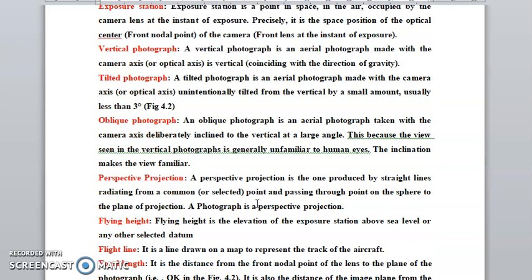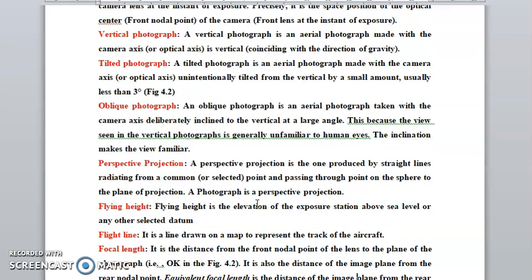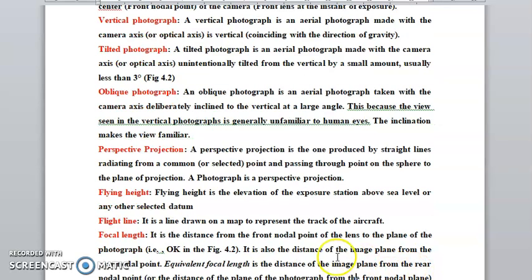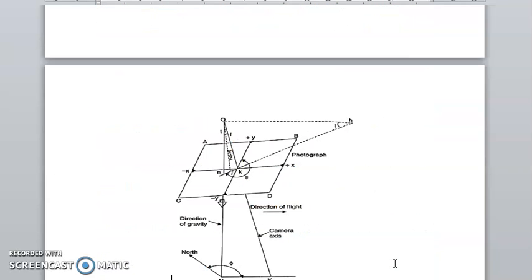Now, flight line. Flight line is drawn on a map representing the track of the aircraft. Focal length. It is the distance from the front nodal point to the plane of the photograph. It is the distance of the image plane from the rear nodal point. Equivalent focal length is the distance of the image from the rear nodal point.